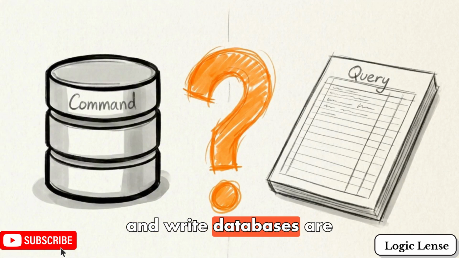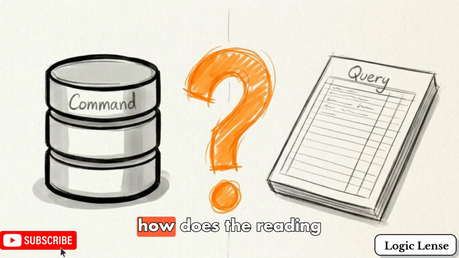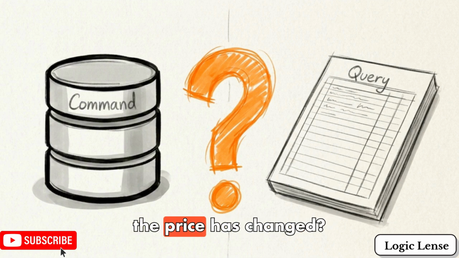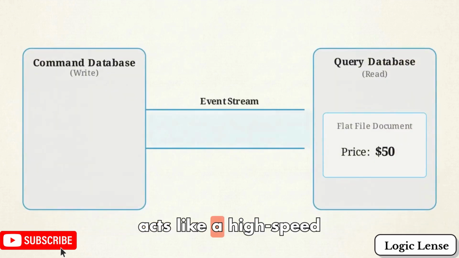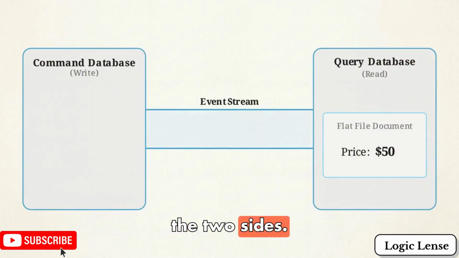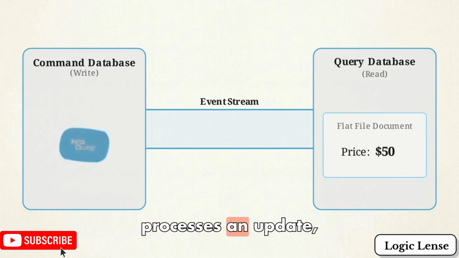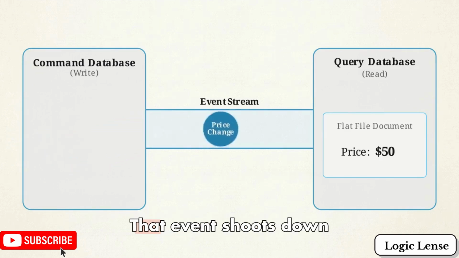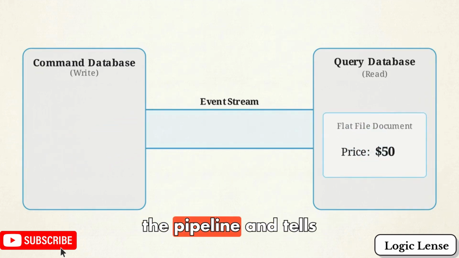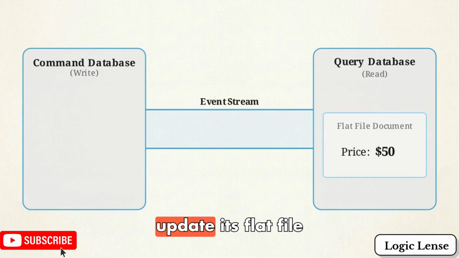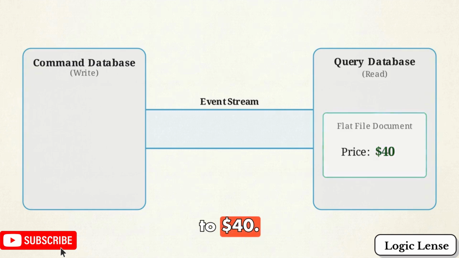If the read and write databases are entirely separate boxes, how does the reading side actually know when the price is changed? You connect them using an event stream, which acts like a high-speed messenger between the two sides. Now, every time the command database successfully processes an update, it fires off an event. That event shoots down the pipeline and tells the query database to update its flat file to the new price, say from $50 to $40.